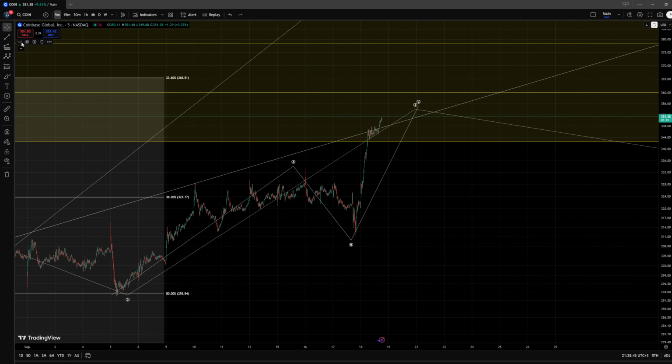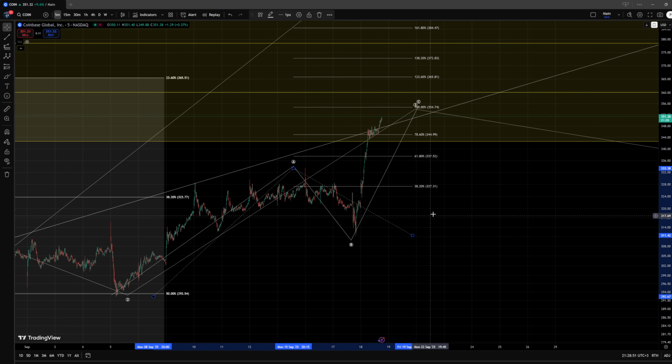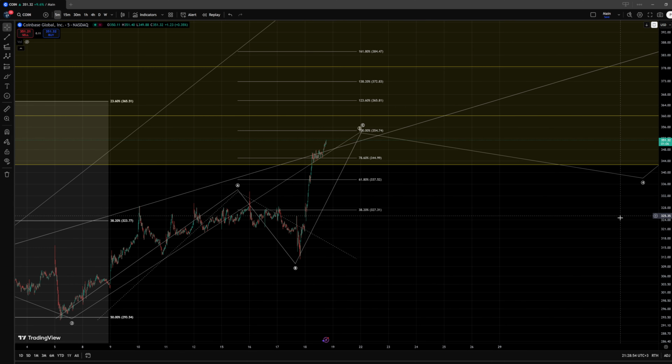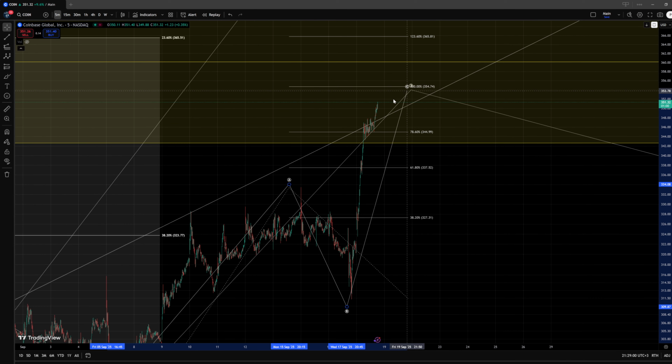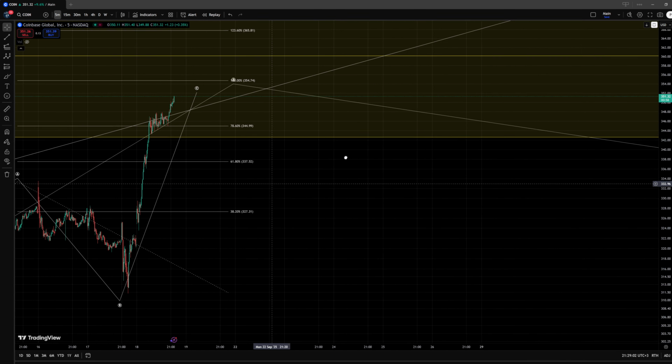I would expect the wave C to reach the ideal target, or not necessarily expect, I would like the wave C to reach the ideal target at the 100% extension at the $355 level. Now I have to say, this wave C looks complete.